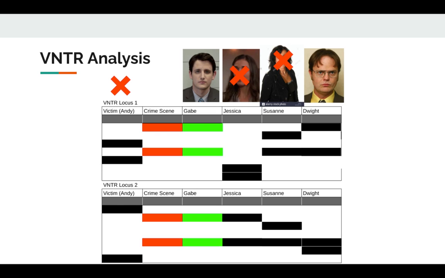Suzanne does not match with the crime scene sample, but she does match with Gabe for at least one of his alleles on each locus, which makes sense since the mother donates at least one allele from each locus to her child, resulting in the partial match between these two suspects.